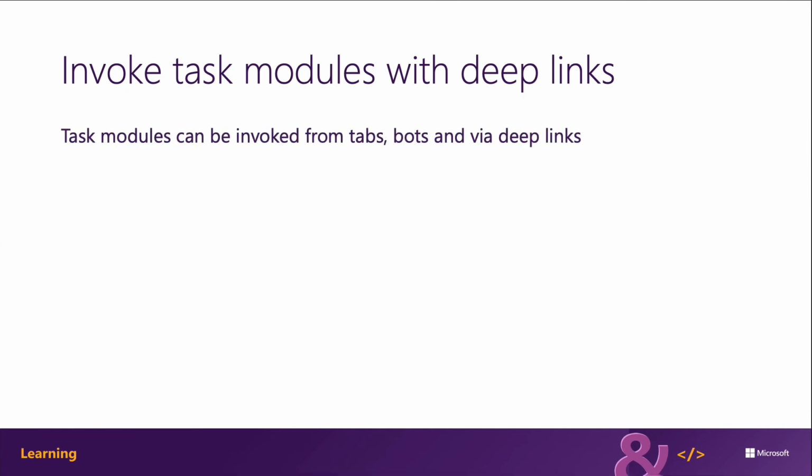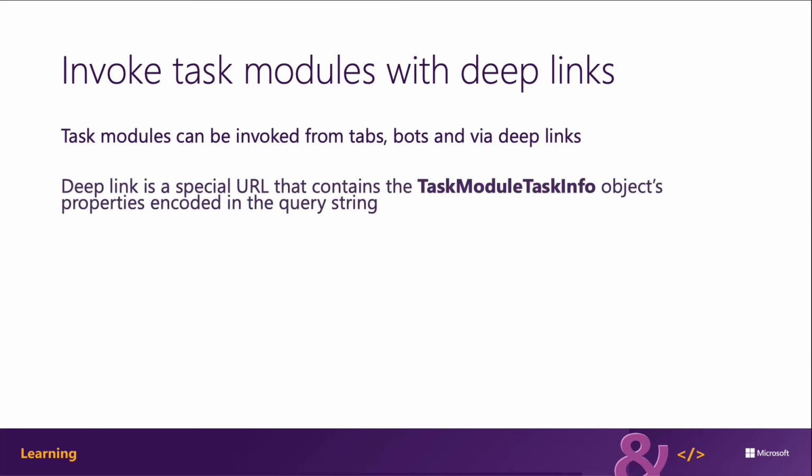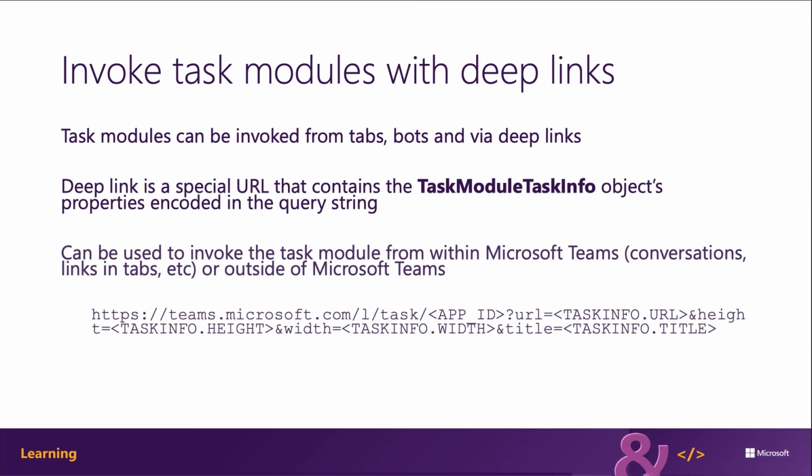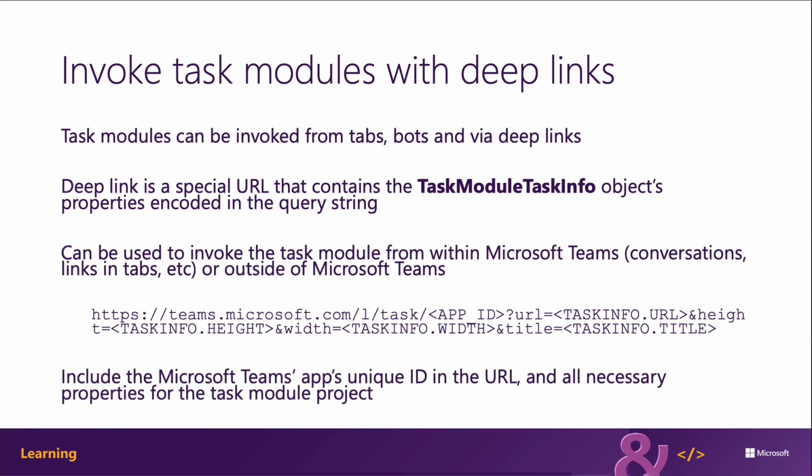Task modules can be invoked using buttons and other types of user actions within Microsoft Teams, and another way to invoke a task module is with a deep link. Deep links are URLs that contain specific values that Microsoft Teams uses to invoke the task module. The format for a deep link is shown here on the slide, where it's teams.microsoft.com/l/task with the app ID, and then after that, there's a query string value that contains a bunch of information about your task module. Let's look at each of these different values.